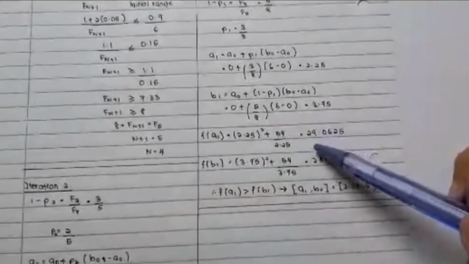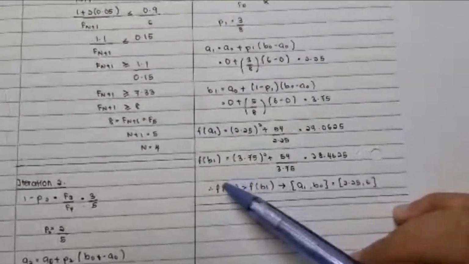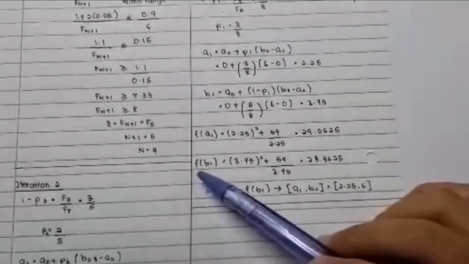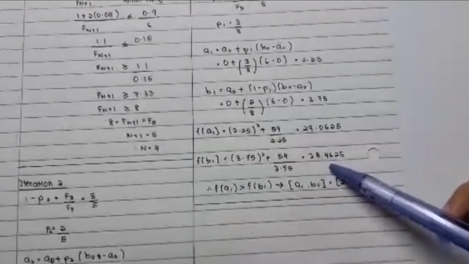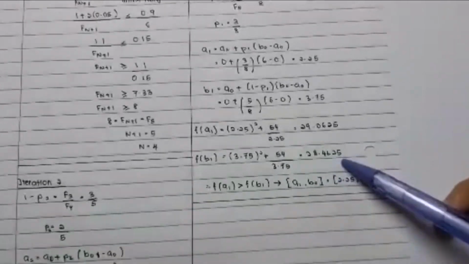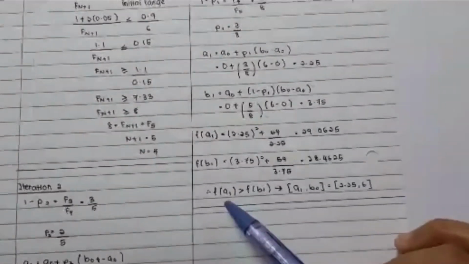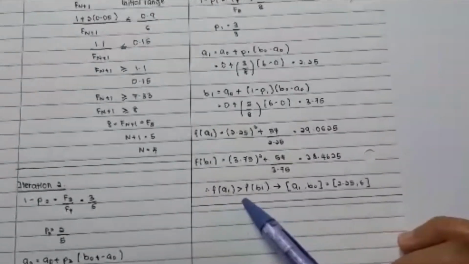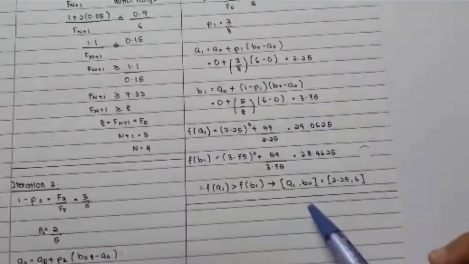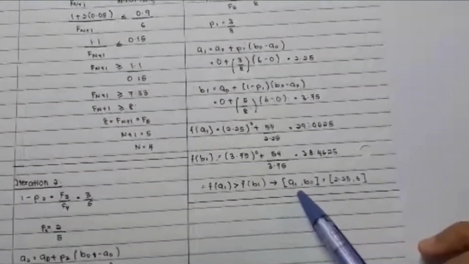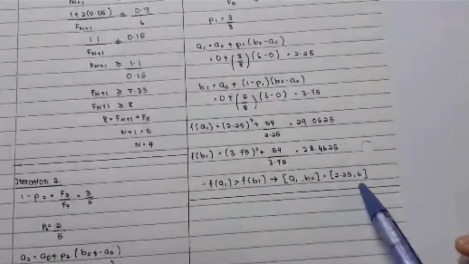After that we substitute the values of A1 and B1 into the function, and we got f(A1) equals 29.0625, and f(B1) equals 28.4625. Since f(A1) is more than f(B1), the range is reduced to A1 and B0, which equals 2.25 and 6.